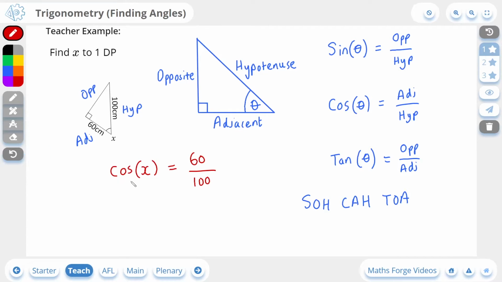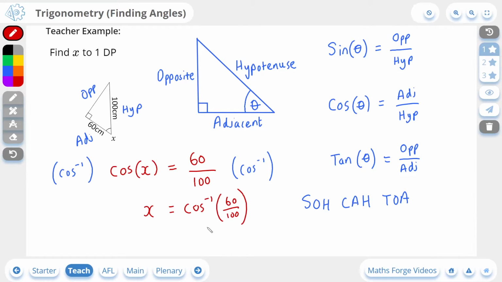So using arc cos to get rid of cos, this is how it works. I'm going to apply arc cos to both sides of this equation. The arc cos hitting the cos is just going to leave us with x, and the arc cos hitting the 60 over 100 looks like this. Now, before you input this into your calculator, make sure that your calculator is set to degrees. And you can tell if it's set to degrees if there's a little D icon on your calculator screen.